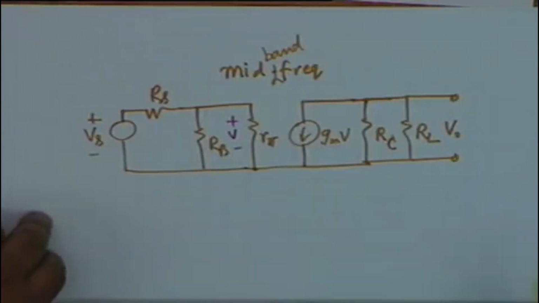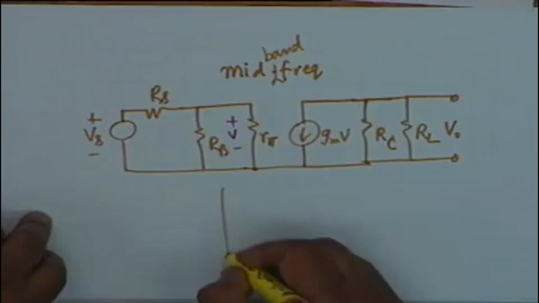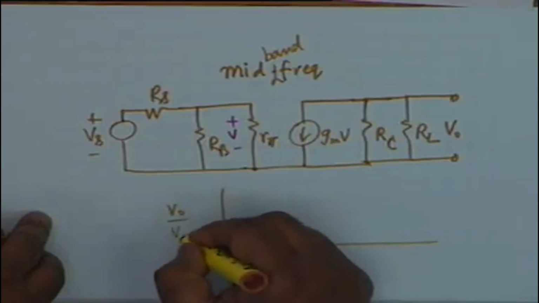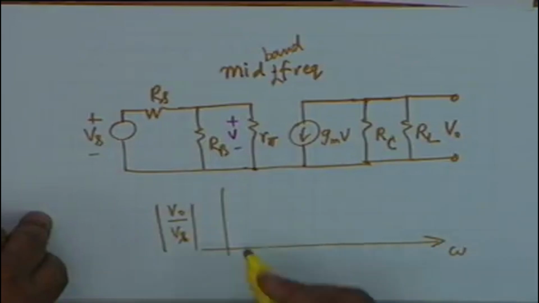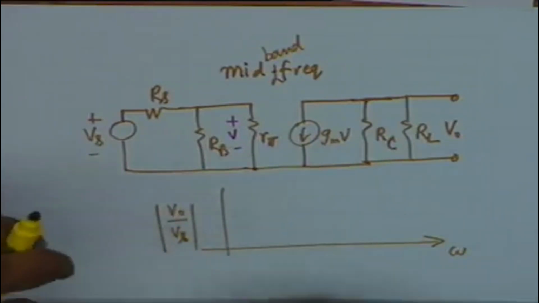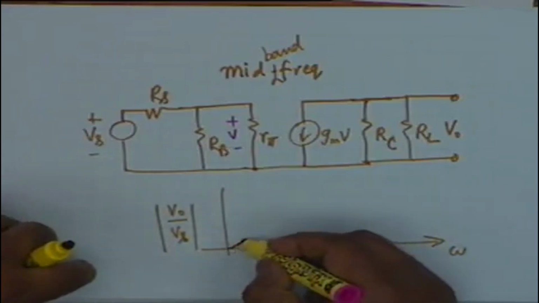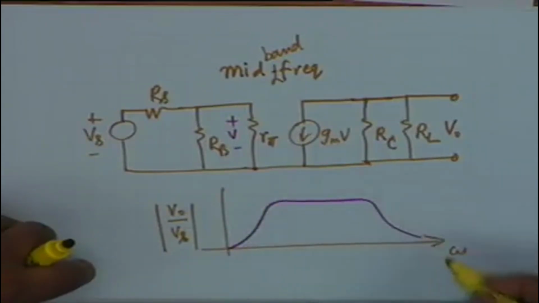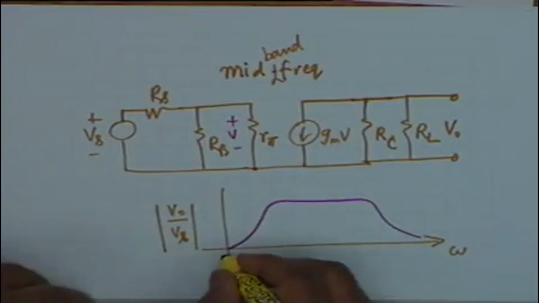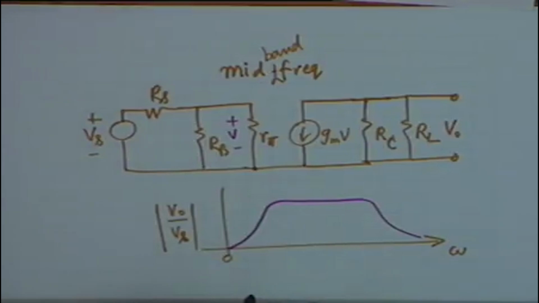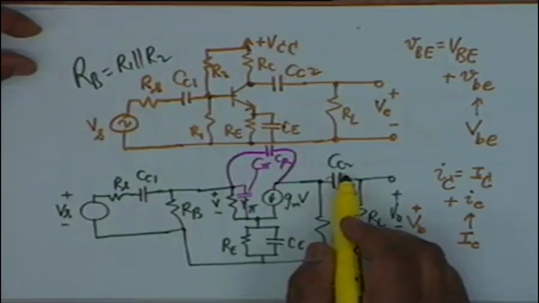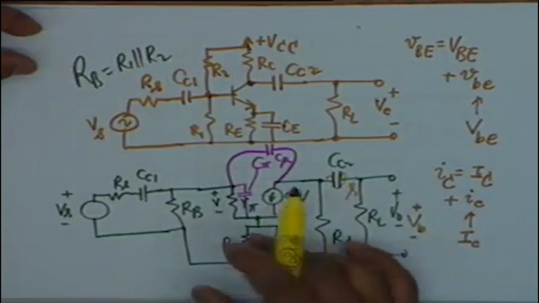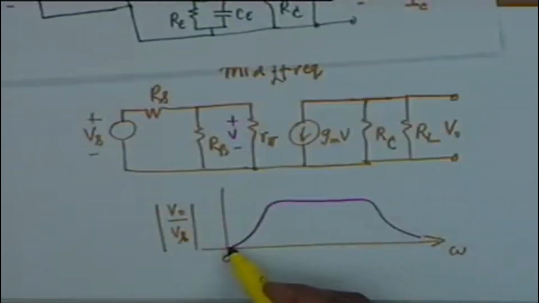Well, I should mention here that if you plot the gain, that is V0 by Vs versus frequency omega, then in general for the RC coupled amplifier the curve looks like this. That is, at DC the gain is 0. Why is it 0 at DC? Because these coupling capacitors refuse to pass DC. So at DC nothing reaches the transistor, and it doesn't amplify. That's why the gain is 0.